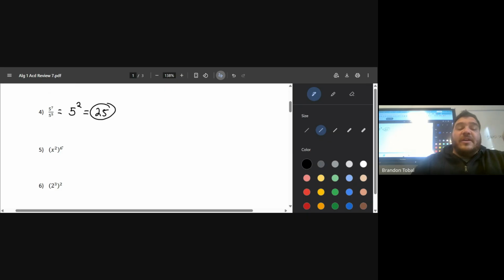Exponent to exponent is multiplication. So x to the second to the 6th power is the same as 2 times 6, which is 12.